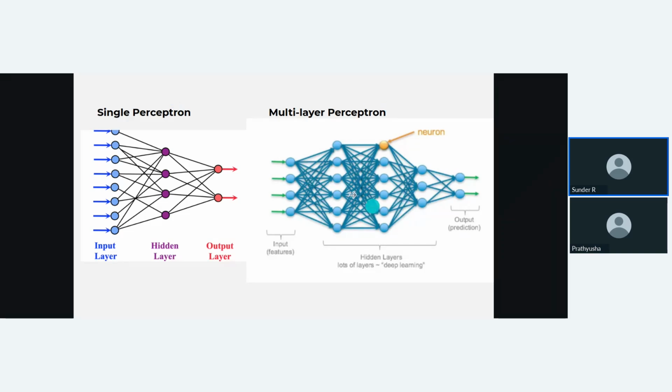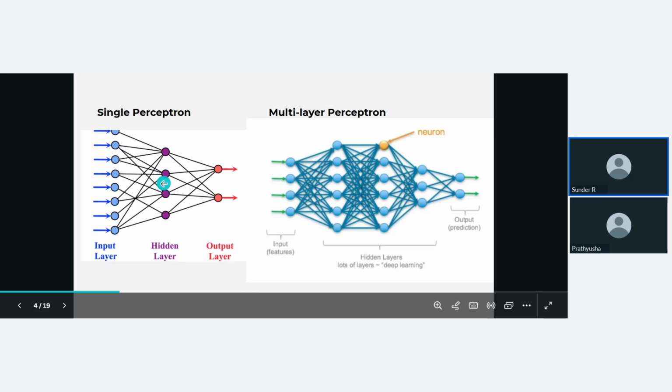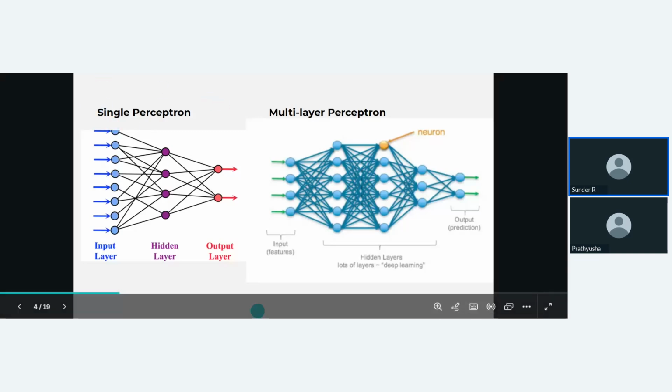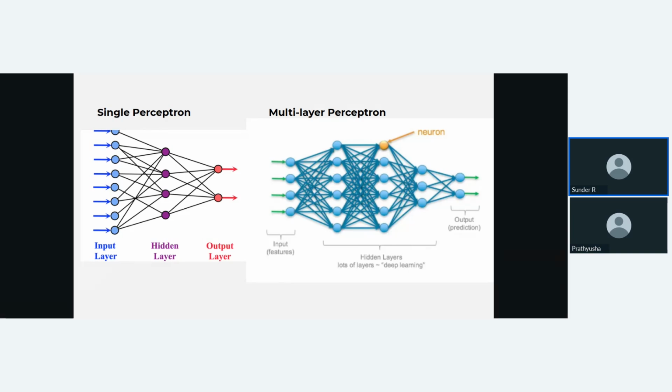In this case, you will be able to identify only one pattern. इधर तो एक ही feature को हम पढ़ सकते हैं, but in case of multiple layers, we will be able to understand all the other features as well in your data. Okay, is it clear? So a single perceptron is where you will have only one hidden layer, but in case of a multi-layer perceptron you will have multiple layers.